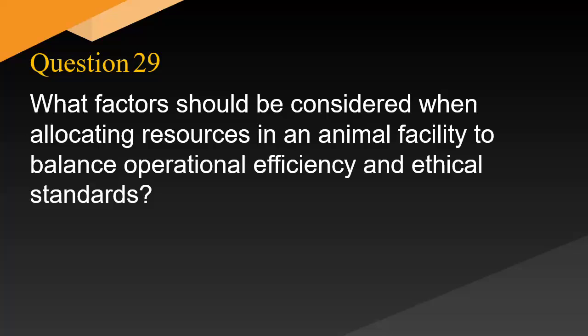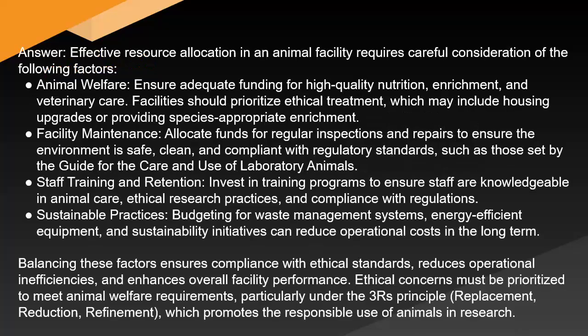What factors should be considered when allocating resources in an animal facility to balance operational efficiency and ethical standards? Answer: effective resource allocation in an animal facility requires careful consideration of the following factors. Animal welfare. Ensure adequate funding for high quality nutrition, enrichment, and veterinary care. Facilities should prioritize ethical treatment, which may include housing upgrades or providing species appropriate enrichment. Facility maintenance. Allocate funds for regular inspections and repairs to ensure the environment is safe, clean, and compliant with regulatory standards, such as those set by the Guide for the Care and Use of Laboratory Animals.